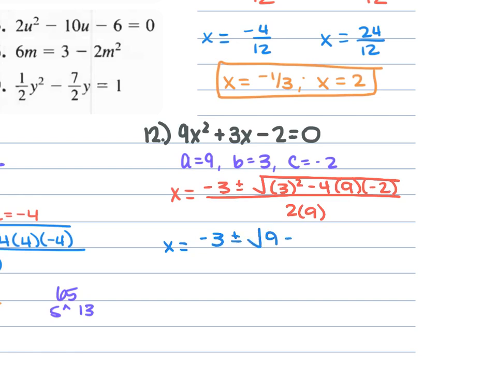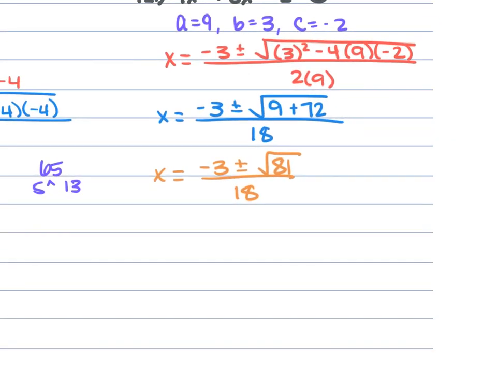The negative 4 times the negative 2 is a positive 8 times 9 is 72. So 9 plus 72 underneath that radical, and this is all over 18. This simplifies to be x is equal to negative 3 plus or minus the square root of 81 over 18. So then we're going to simplify this even further. x is equal to negative 3 plus or minus 9 over 18.